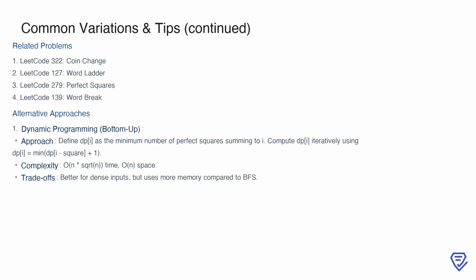When considering alternative approaches, one effective method is dynamic programming. In this bottom-up approach, we define dp[i] as the minimum number of perfect squares that sum to i. We calculate dp[i] iteratively, using the relation dp[i] equals min(dp[i - square] + 1) for all perfect squares less than or equal to i. This approach has a time complexity of O(n√n) and a space complexity of O(n). While it works well for dense inputs, a trade-off is that it consumes more memory compared to BFS.